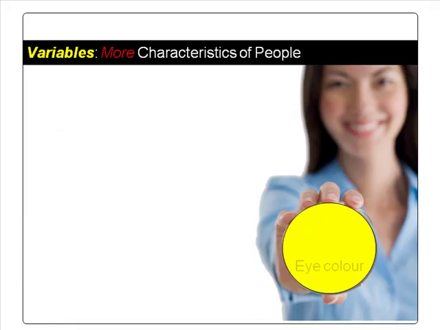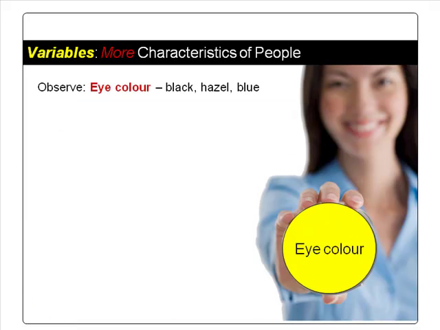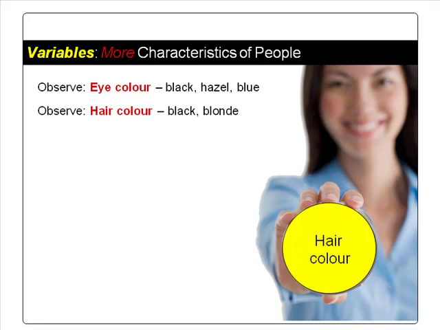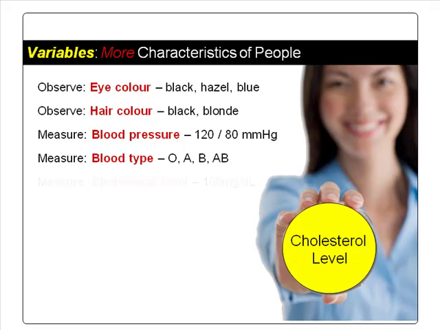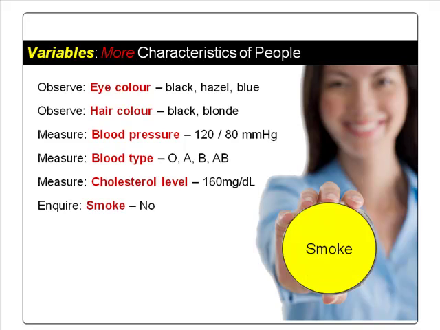More examples: observe the eye color. Black, hazel, blue. Observe or inquire the natural hair color before dyeing. Black, blonde. Measure the blood pressure. 120 by 80 mm mercury. Do blood typing. O, A, B. Measure the cholesterol level. 160 mg per deciliter. Inquire whether the person smokes. Yes or no.